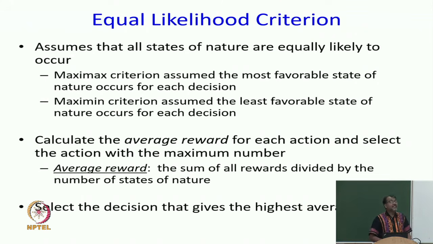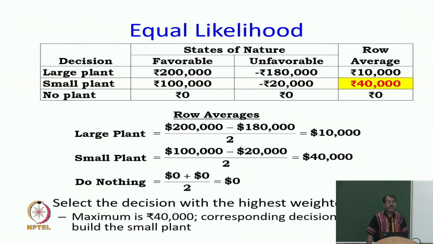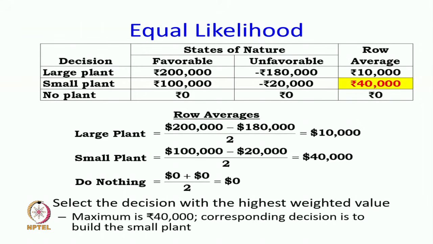In this case, you compute the average reward that you will get for each action, right. And in this average reward, for example, if you do large plant, you will get 200 minus 180 by 2, because there are only 2 possibilities. Small plant 100 minus 20 by 2 and 0 plant 0. And you say, okay, in this case I am going to do a small plant because that has the best average reward. And so, intuitively what you are saying is that lots of things can happen, I know nothing, so I will consider them equally likely.